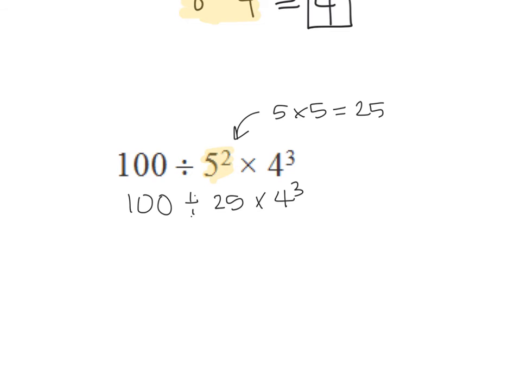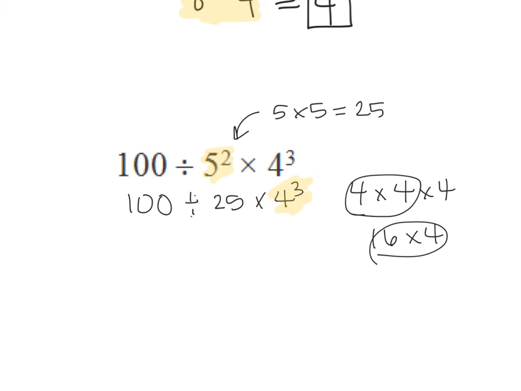And again, I really only want to do one step, bring it down, evaluate, do my next step, bring it down. It will make your life so much easier. I still have another exponent, so I'm going to handle that one. That is 4 times 4 times 4, which would be 16 times 4, and then this would be 64. So now I have 100 divided by 25 times 64.